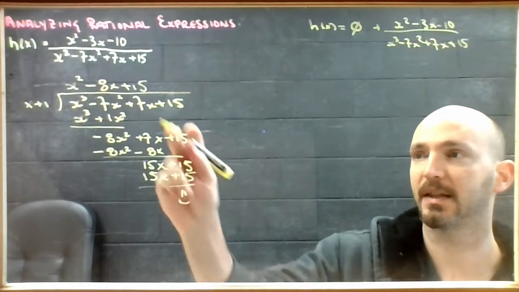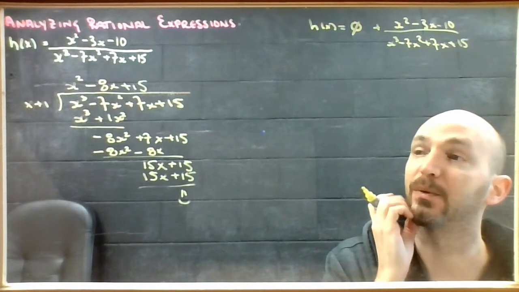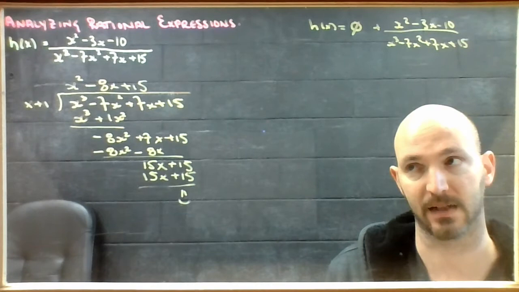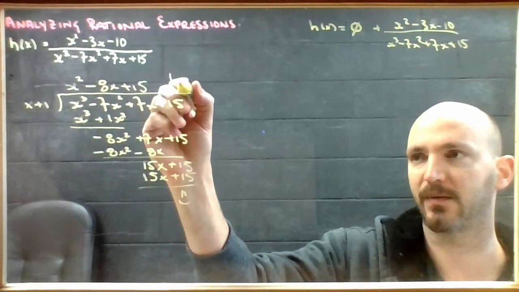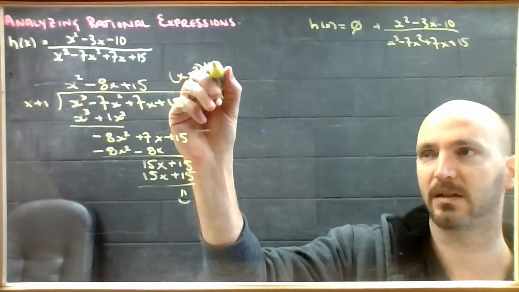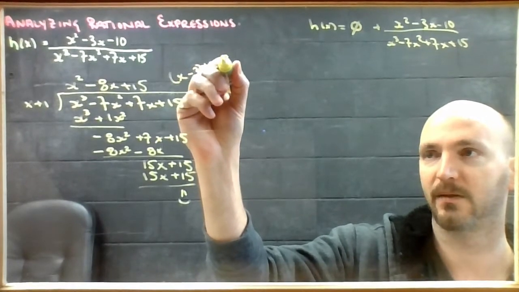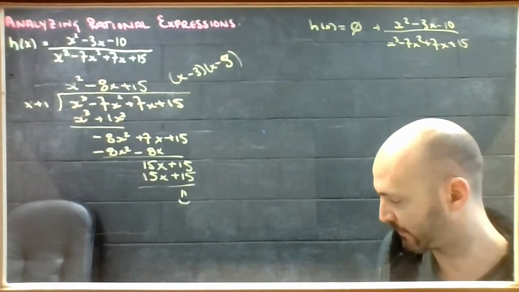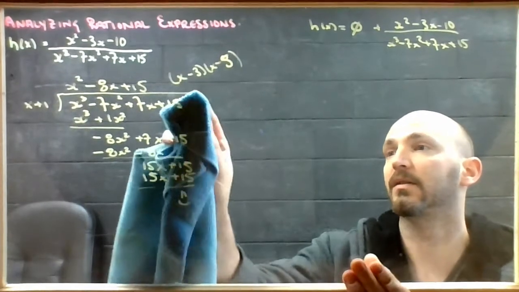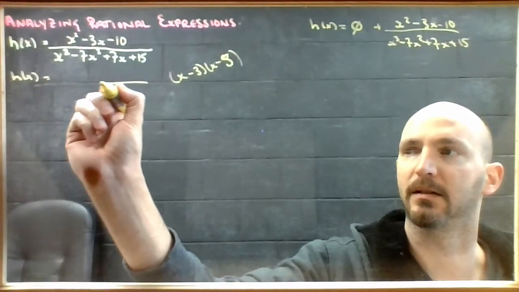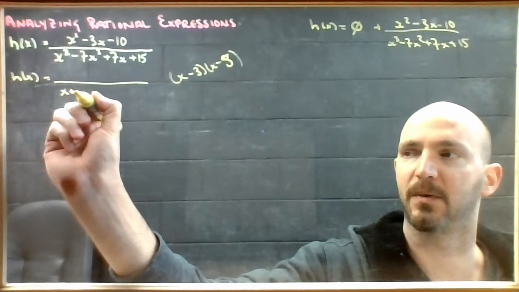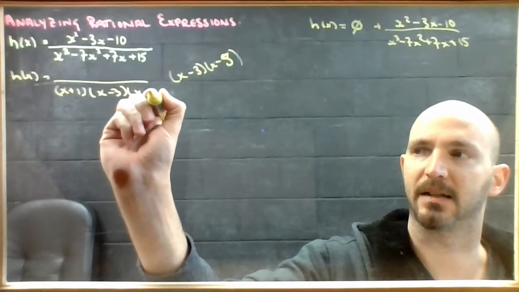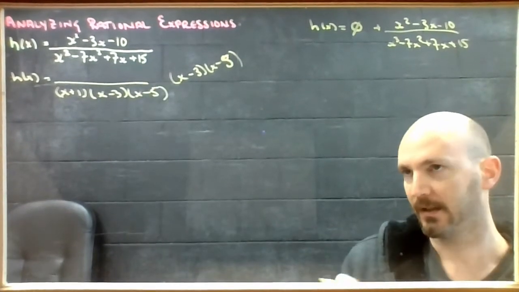Now this thing up here, 3 times 5 is 15, and negative 3 minus 5 is negative 8. So this is going to factor as x minus 3, x minus 5. So I'll erase that and then write our factored version. I had an x plus 1, and an x minus 3, and an x minus 5 in the denominator.